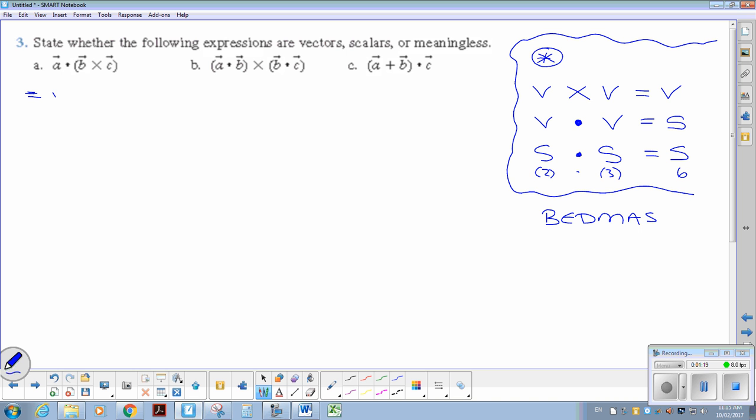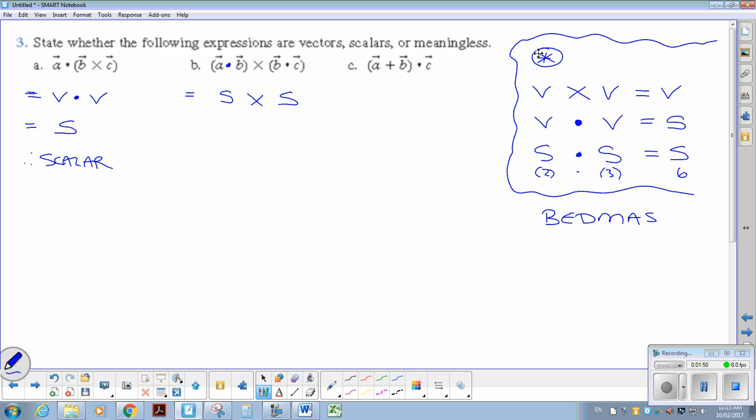So A is just a vector, and I want to take the dot product of, well, B cross C will result in a vector. Vector dot a vector turns out to be a scalar. So there we are. So we go through and we ask ourselves, are these mathematical operations possible? For the next one, I know that I have a vector dot a vector. The result would be a scalar, cross with vector dot vector, which is a scalar.